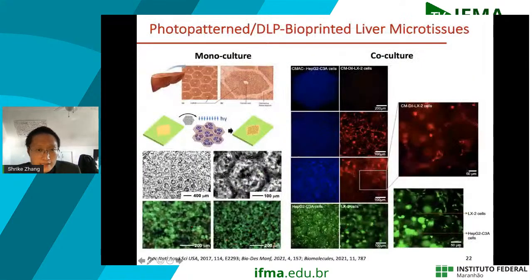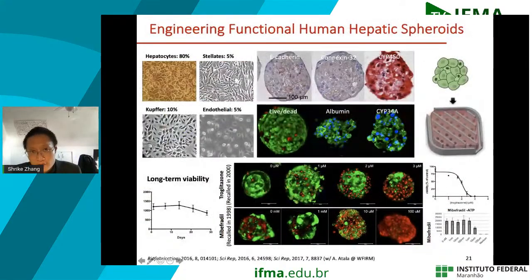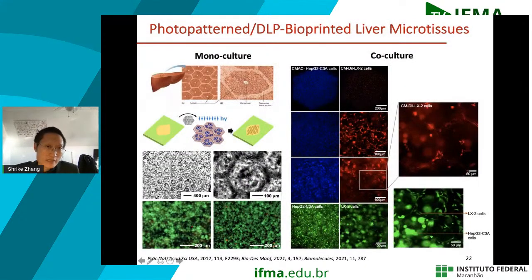That's a spheroid-based structure, but then you don't really have any liver-like lobule structure in there, right? If you use DLP or the patterning technique that I just mentioned, you can also pattern these liver lobule-like structures in a way that's very similar to the in vivo structure, right? This on the left is monoculture, having only hepatocytes in there. The cells are growing pretty nicely over days and maintaining viability.